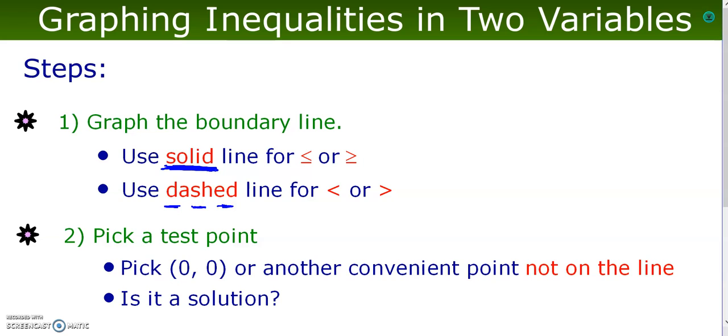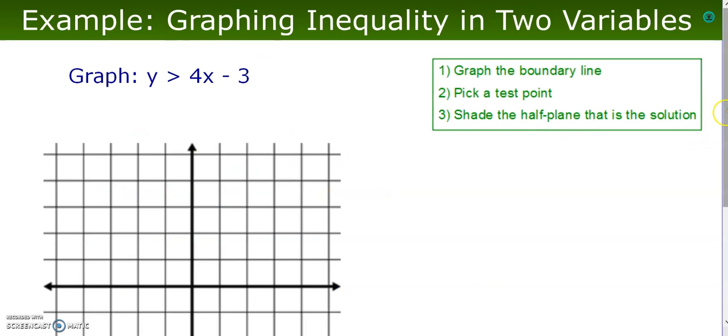If it is a solution, then we shade. We're going to go ahead and color in our graph. We're going to shade that region if it is true. If it's not true, then we just shade the opposite side of the line. So let's see if we can practice that.